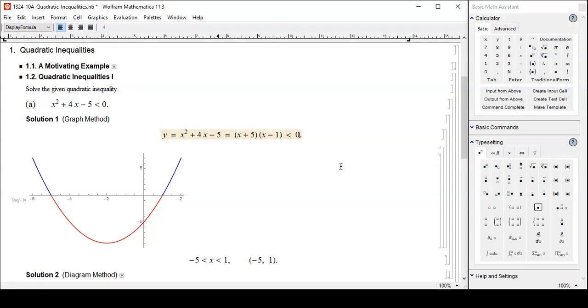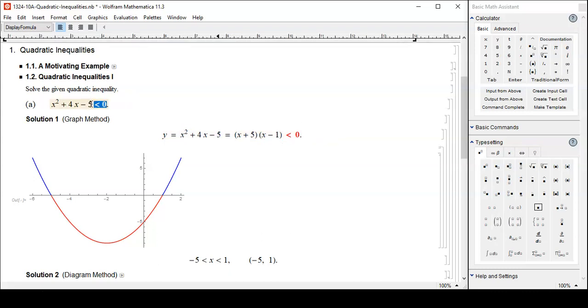And that's less than 0. Y-coordinate is less than 0. What does that mean? The graph must be below the x-axis. Do you see this color coding? I emphasize this part in red. This product is less than 0. You see? Less than 0.